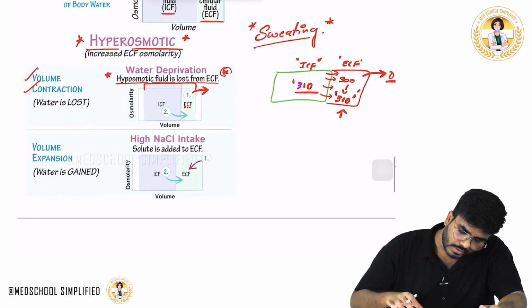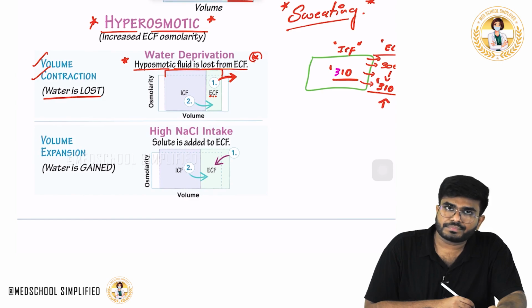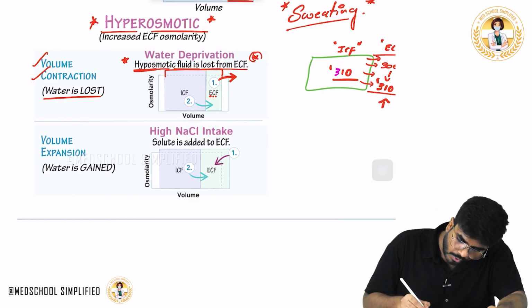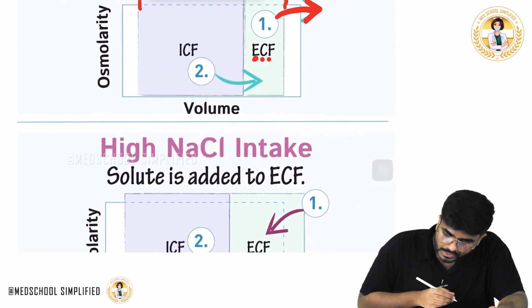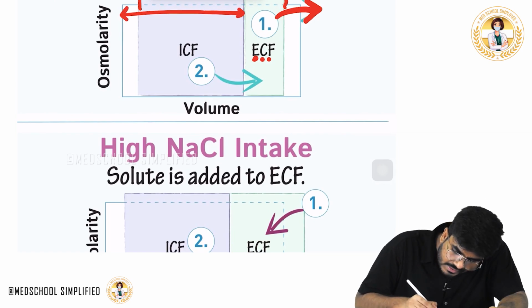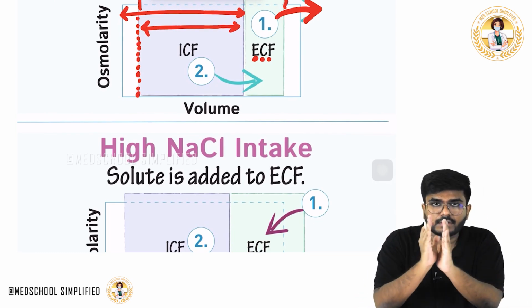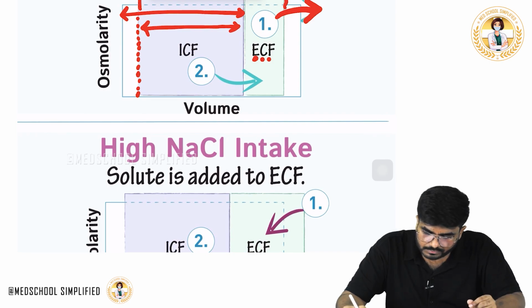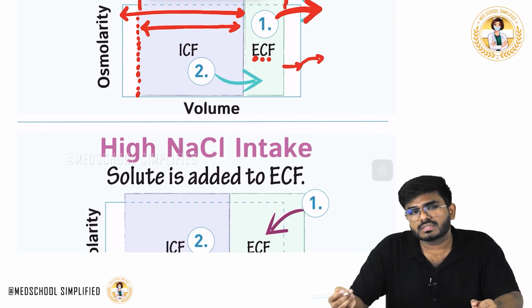So water is lost. Which water is lost? Sweat, hypotonic fluid. So hypoosmotic fluid is lost. That's why, at the end of the day, intracellular fluid, which was supposed to be from here till here, is decreasing. Volume contraction. Intracellular fluid is going down. And of course, extracellular fluid is also going out, because of sweat loss.